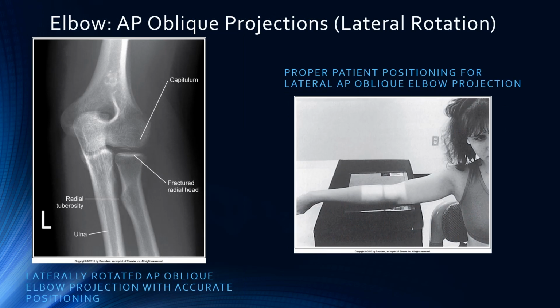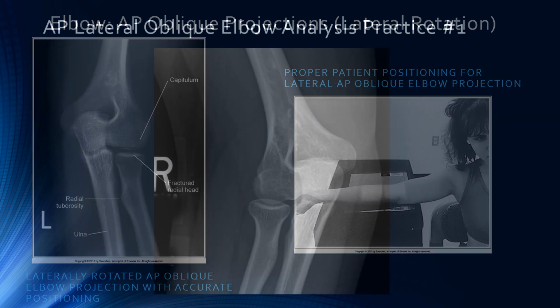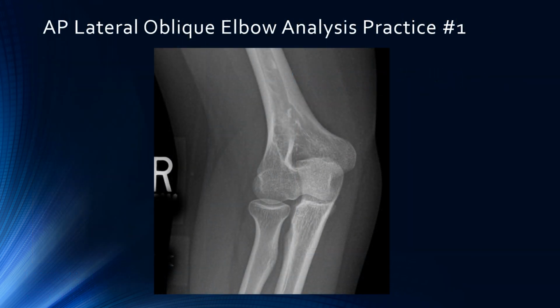AP oblique projections, lateral rotation of the elbow. Here are excellent examples, and you want to center mid elbow still. AP lateral oblique elbow analysis practice number 1.